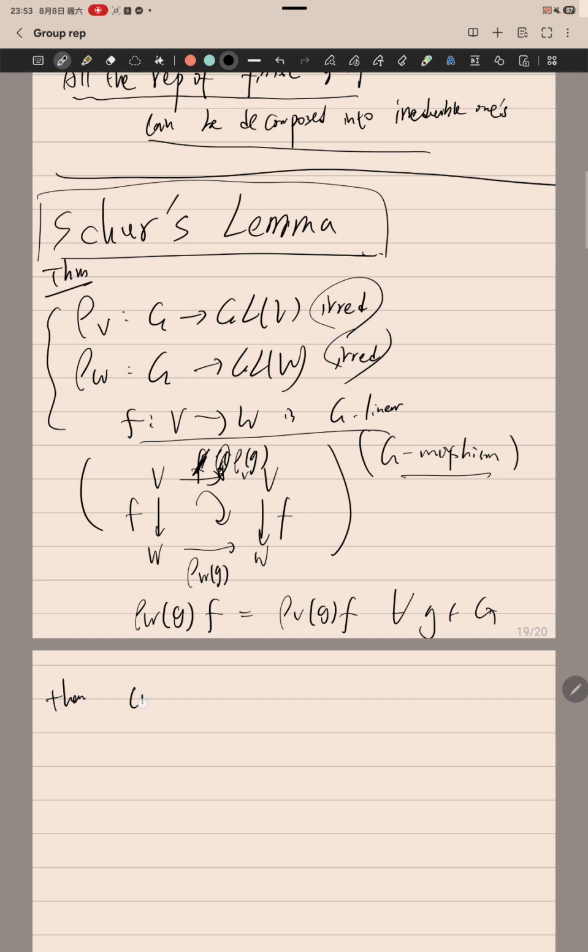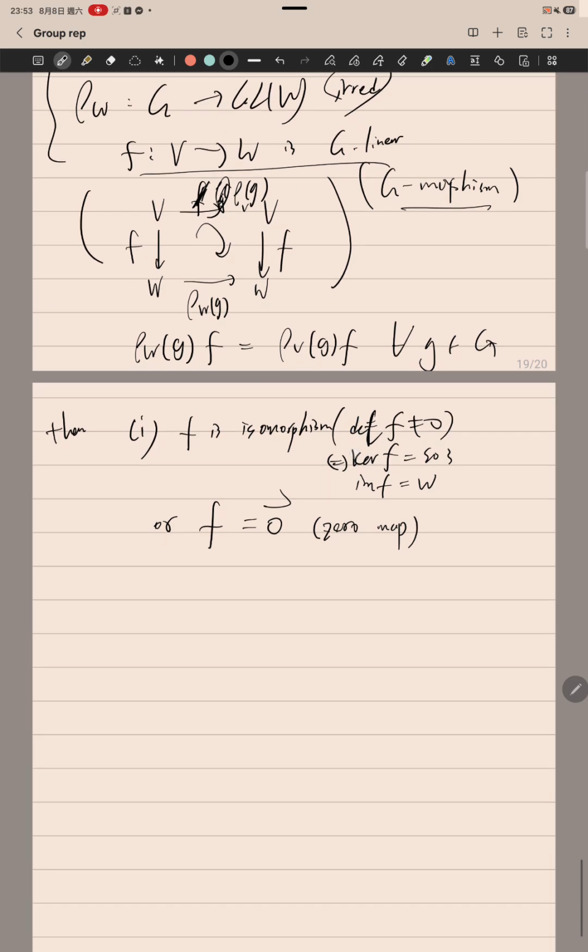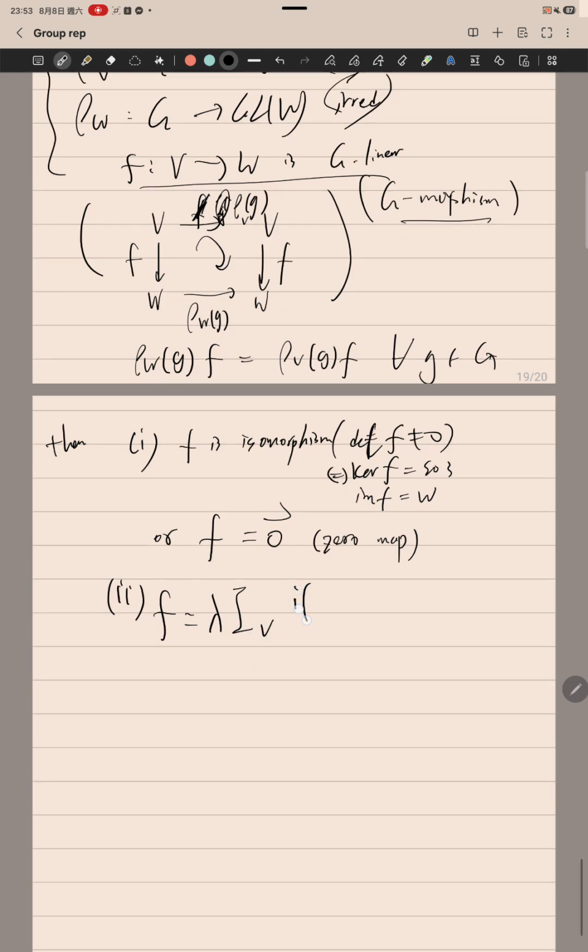Then the first thing it says is that f is an isomorphism or f is just the zero map. As linear algebra, isomorphism means the determinant is non-zero, meaning that the kernel is trivial and the image of f is W. The zero map just maps every vector to zero. And the second is stronger. The second says that f is always lambda times identity on V.